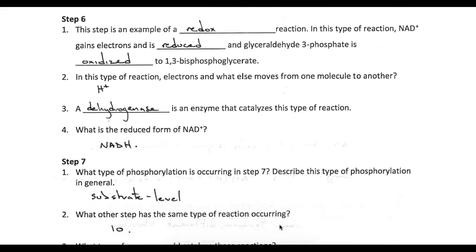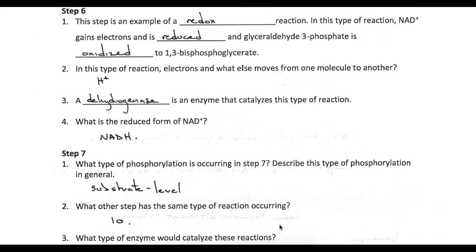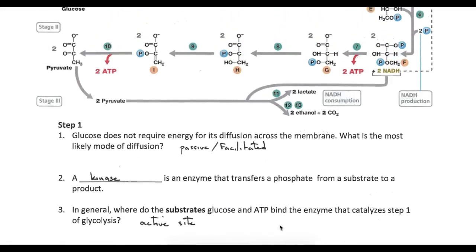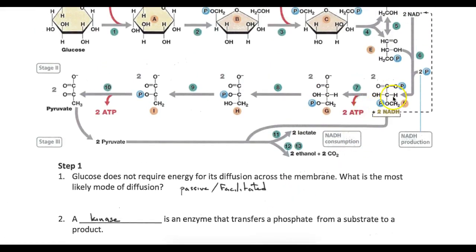Okay. In step 7 and step 10, we find substrate level phosphorylations, which are catalyzed by kinases. Again, what we mean here is that we find the transfer of a phosphate from reactant to ADP to form ATP here and also here, and those are our substrate level phosphorylations.